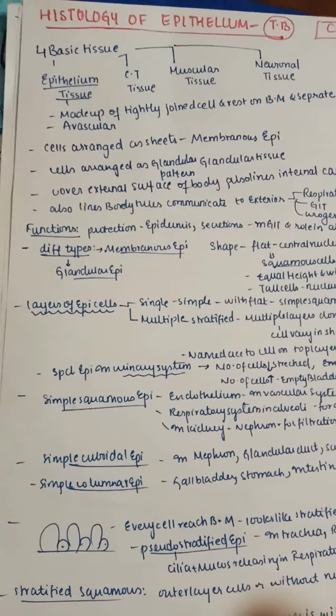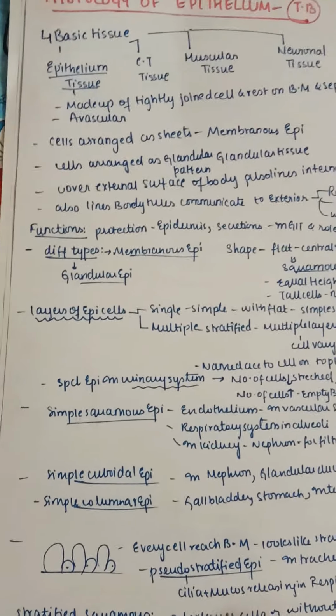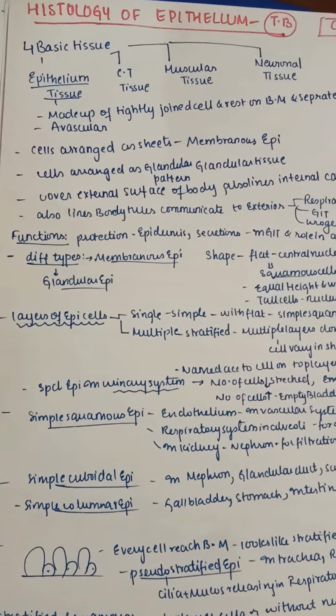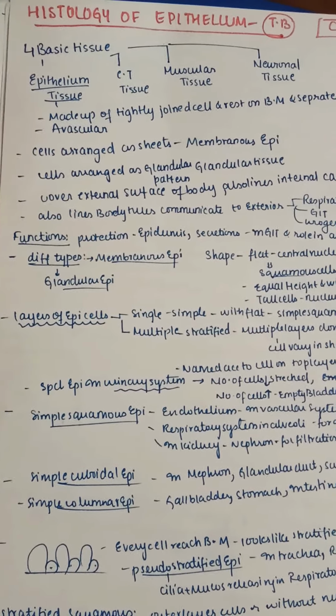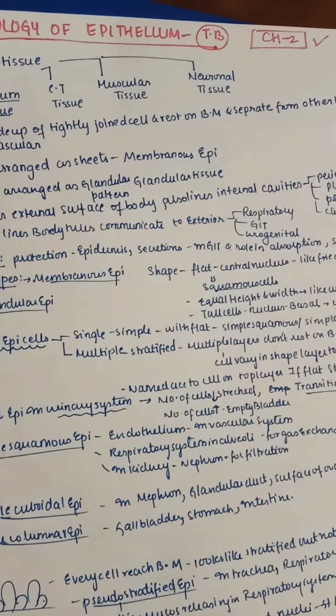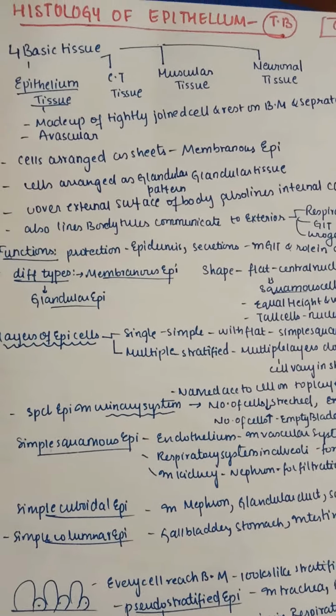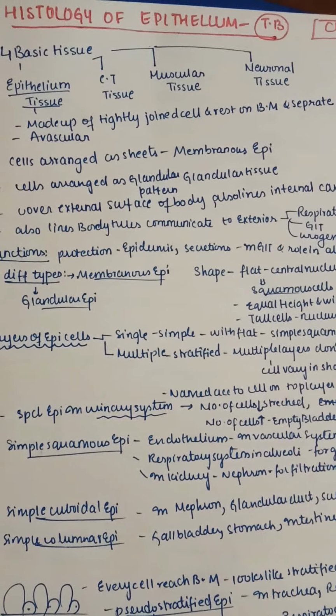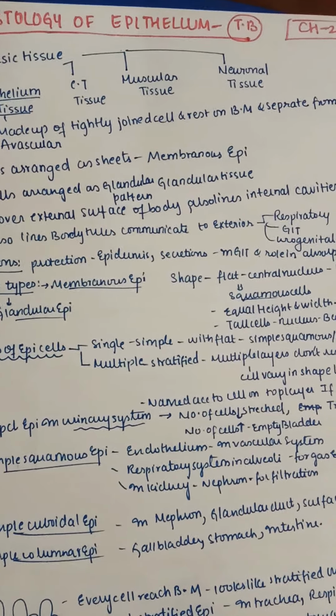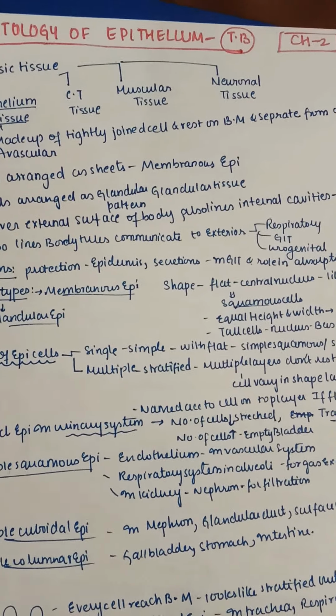Today let us start histology of epithelium. So we know the four basic tissues in our body are epithelial tissue, connective tissue, muscular tissue, and neuronal tissue. Epithelial tissue is mainly made up of tightly joined cells, which rest on a basement membrane and separate from the other tissues.